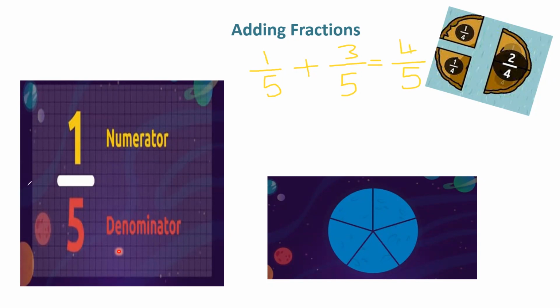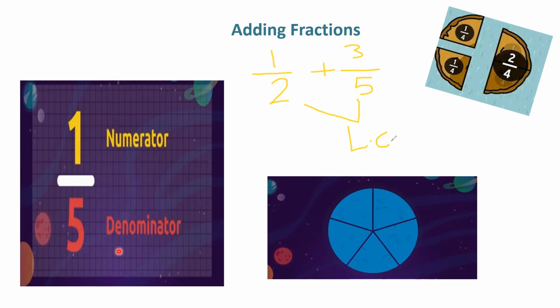The problem is when we have two different denominators, like if I have 1 over 2 plus 3 over 5. How can we solve it? We need to get the same denominator. And how can we get it? Yes, by getting the LCM. And as we revised, we are going to get the LCM with the factorization of the two numbers, then solve it. So here, what is the LCM of 2 and 5?